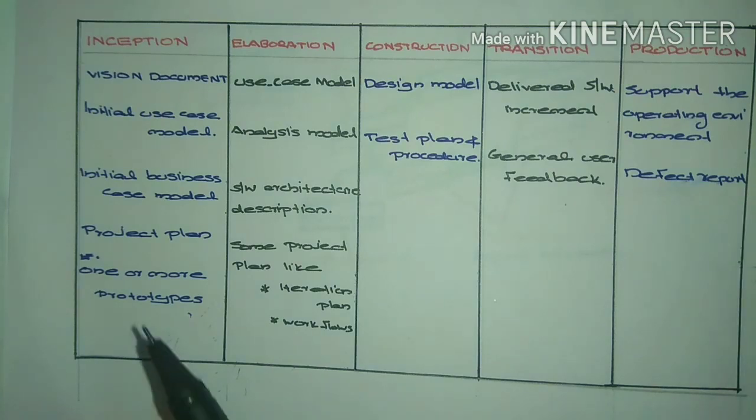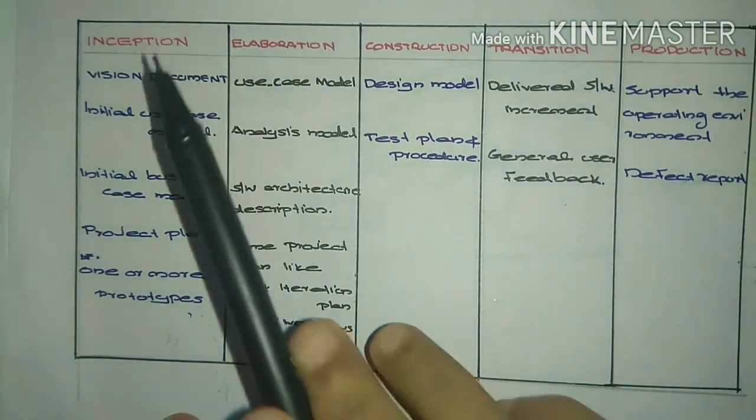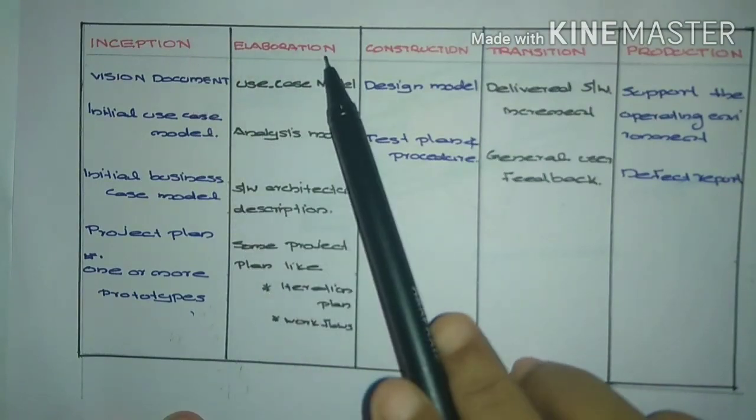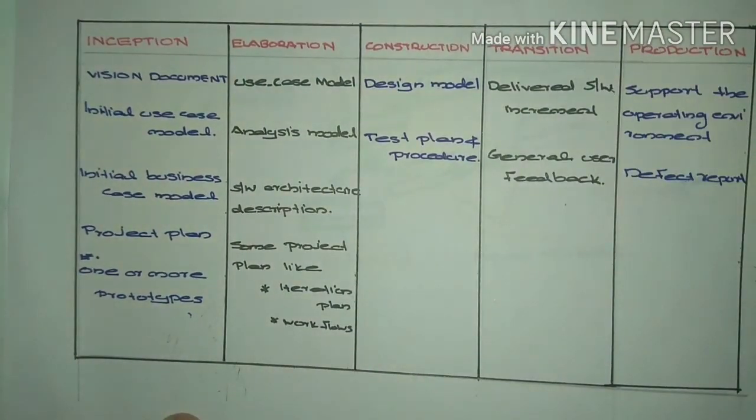Okay, so this is the unified process model. We have 5 phases: inception, elaboration, construction, transition, and production.